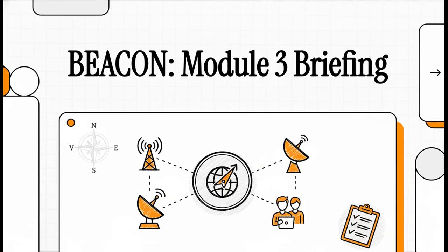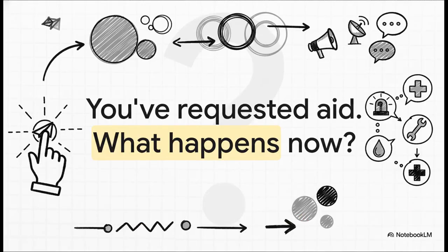All right, let's dive right into the mission briefing from Module 3 of the Beacon exercise. We're going to walk you through exactly what you need to do to successfully navigate this critical phase of the operation. So let's get to it. In Module 2, you sent out all those crucial requests for aid and resources, but that was just the beginning, right? The big question now is, what happens after you hit send? Well, that's what Module 3 is all about.